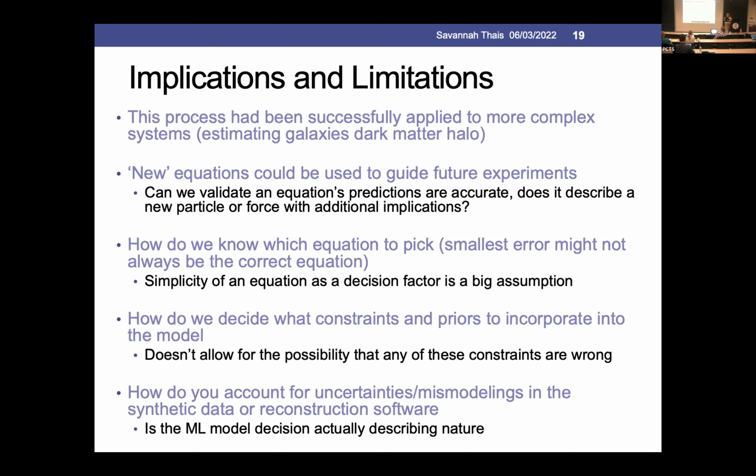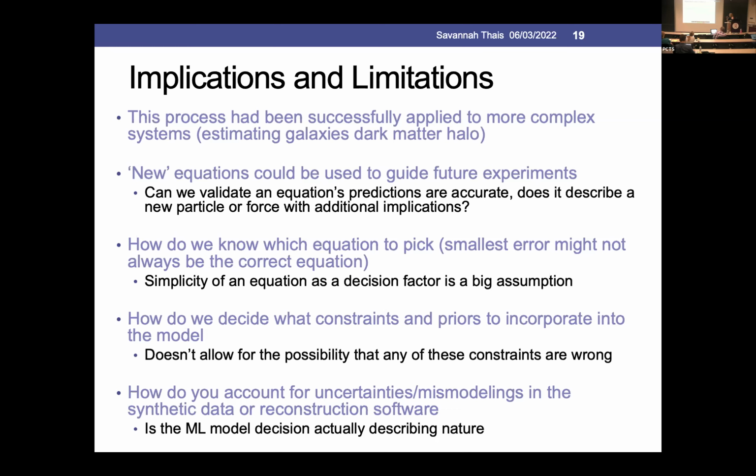Deciding what constraints and priors to incorporate into your model. So like the one I showed here, you have your GNN priors, and they also have Newton's law as a prior. So that will impact the class of equations that you get out, right? If any of the constraints you put in are wrong, then the equation that you get out from symbolic regression has that wrong assumption baked in. So, again, not a perfect system.